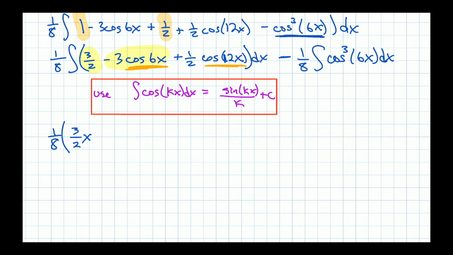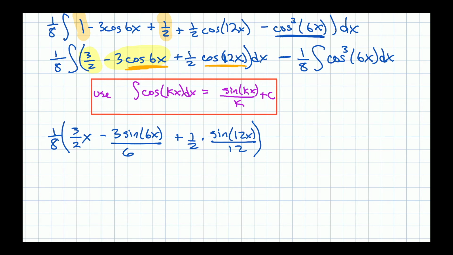Then you need to integrate the minus 3 cosine 6x. So you're going to have minus 3 sine 6x, and then you're going to have to divide by the 6, according to my formula right there. Then we've got to do the cosine 12x. So I've got plus 1/2, and then the antiderivative of cosine 12x is going to be sine 12x over 12. Again, not a tough integral there. Okay? And so we get that.